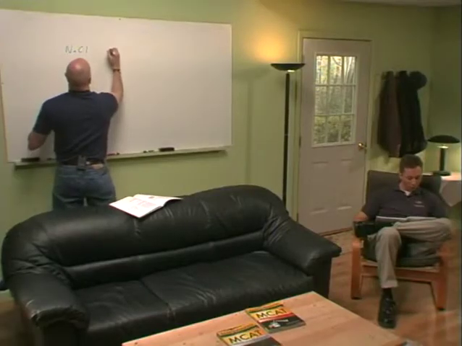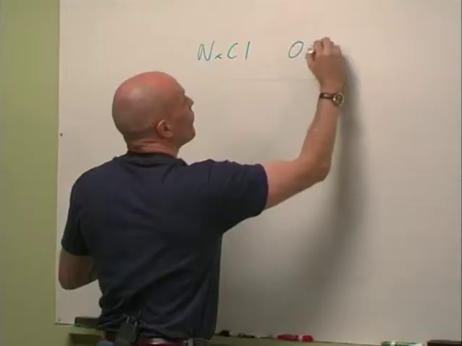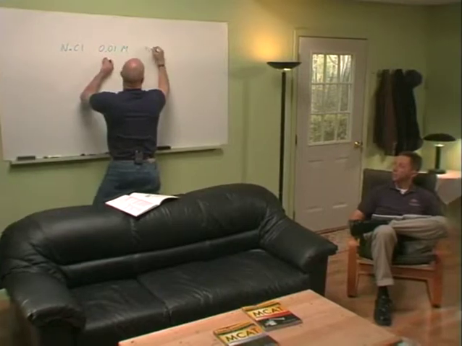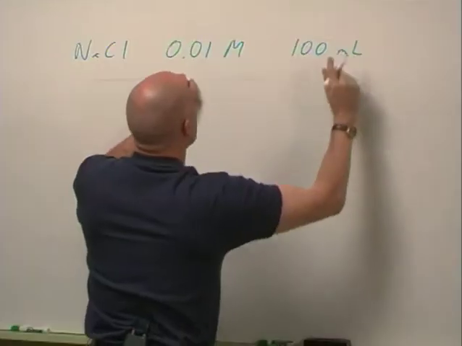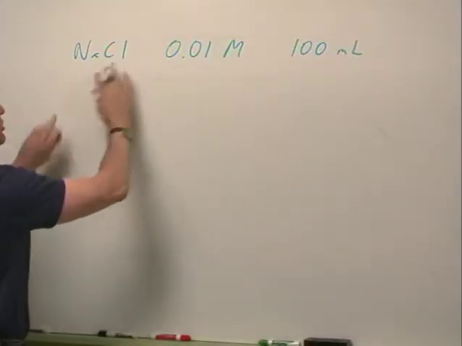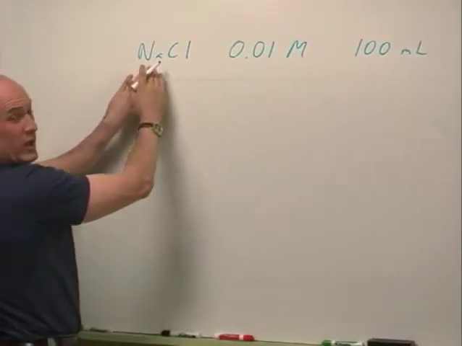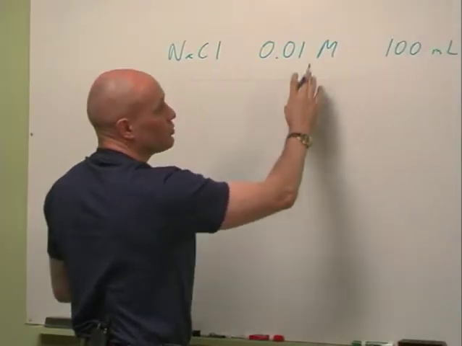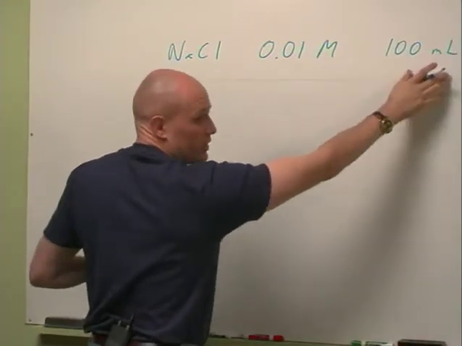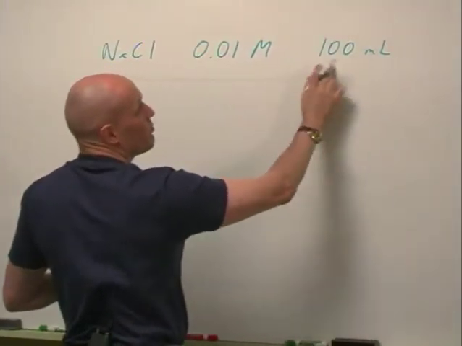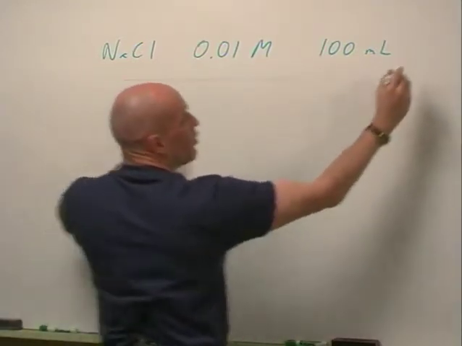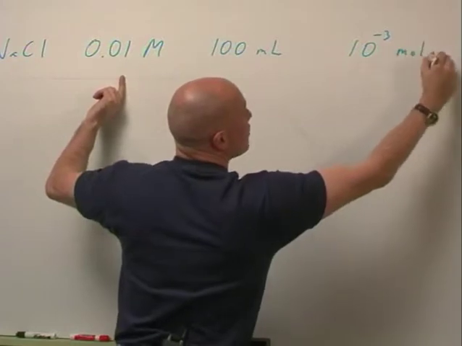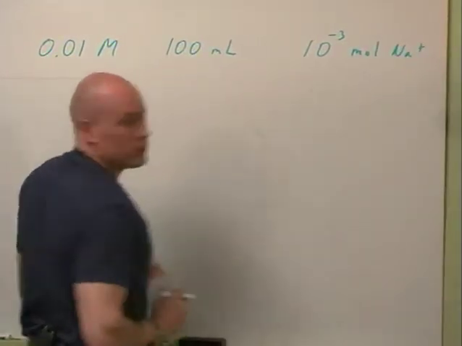We have 0.01 molar sodium chloride. And we have 100 mils of it. So to find out how many moles of sodium chloride that we have, by the way, each sodium chloride is going to break into one sodium and one chloride. To find out how many moles, we're going to multiply molarity times liters. We'll change this to liters, which will be 0.1. So 0.01 times 0.1 gives me 10 to the negative third moles of sodium ions.